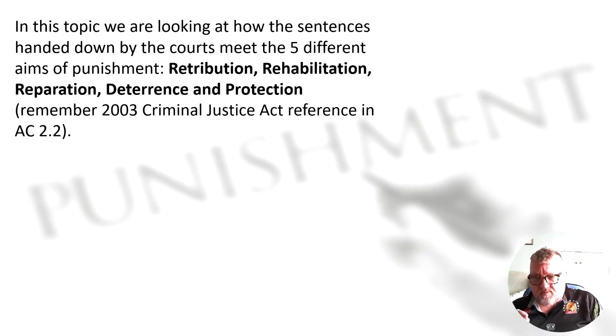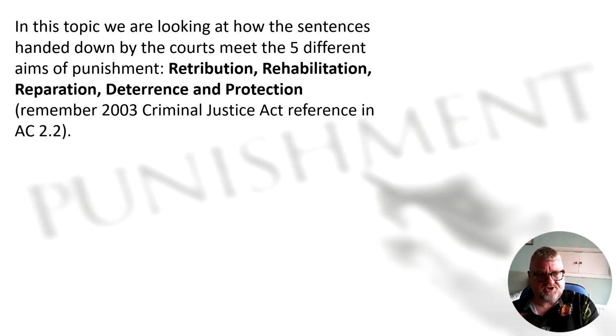So in this topic, we're looking at how the sentences handed down by the courts meet the 5 aims of punishment. Now, the 5 aims of punishment are retribution, rehabilitation, reparation, deterrence and protection. Remember back to that 2003 Criminal Justice Act reference that I gave you in AC 2.2. So retribution, rehabilitation, reparation, deterrence and protection. Those are your aims.